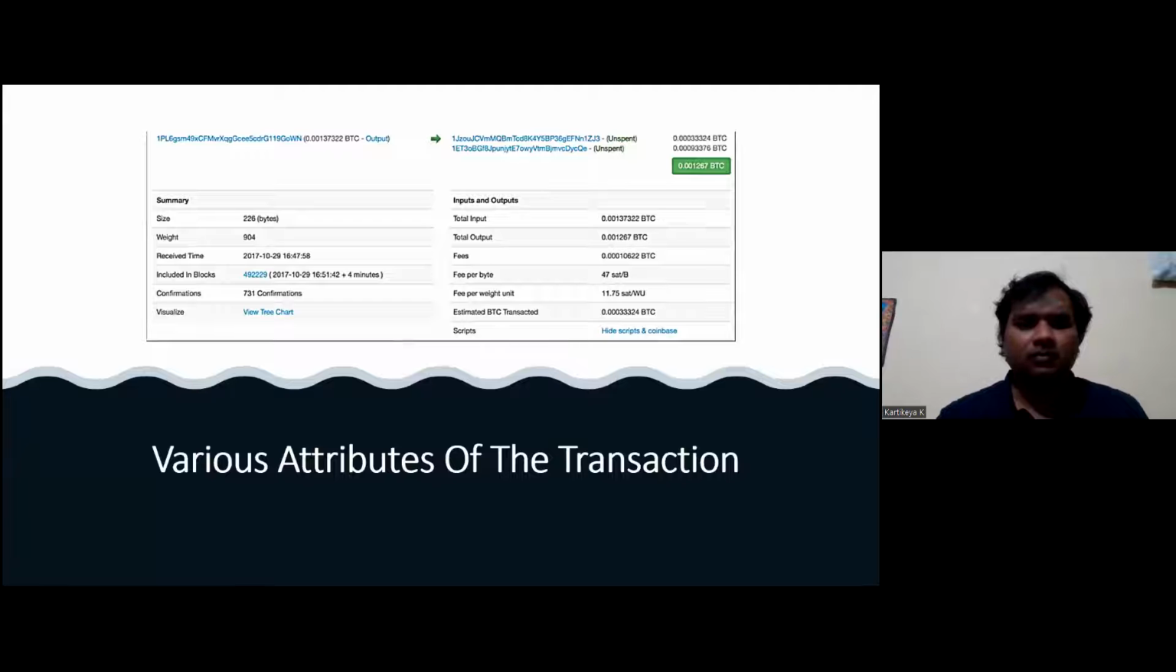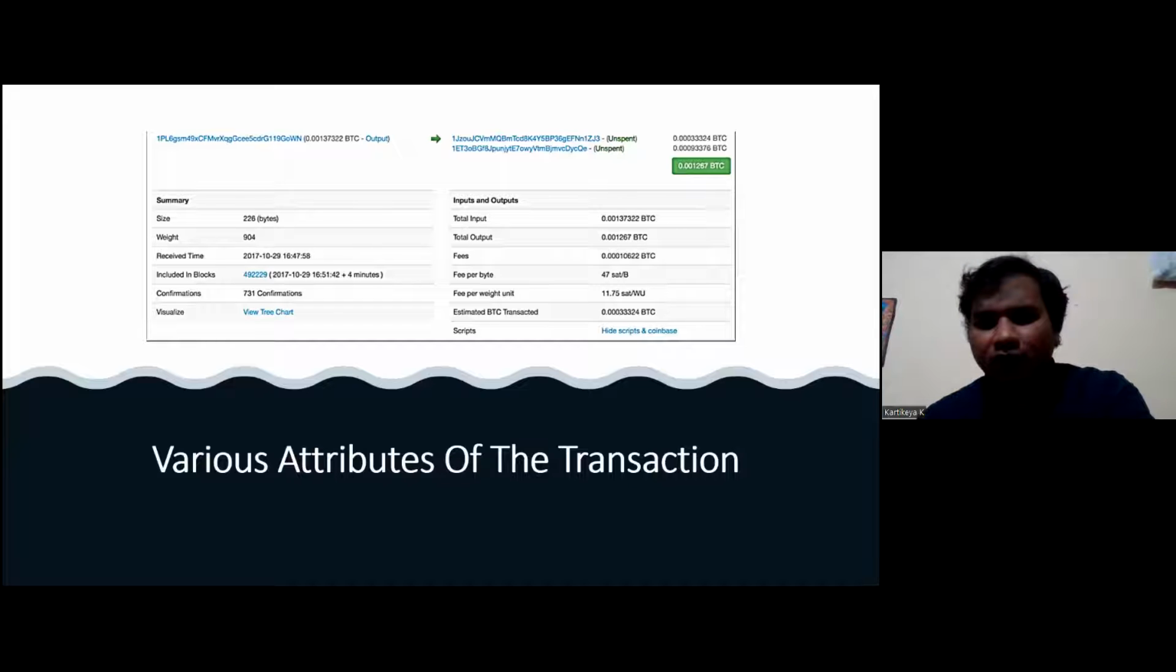So these are various attributes of a transaction. Size means how many bytes. Weight is the metric given by the blockchain. Received time is the timestamp. Including blocks, in this example, it is given as 49229, right? This is the identification number of that particular block. Confirmations: how many miners have confirmed this transaction? And total input, total output. BTC means Bitcoins. And fees means how much fee they paid.